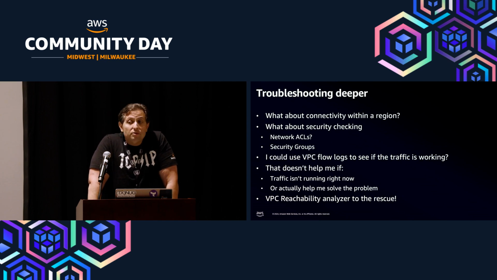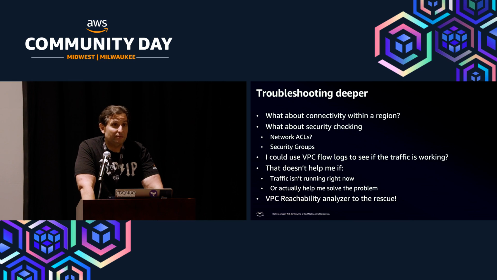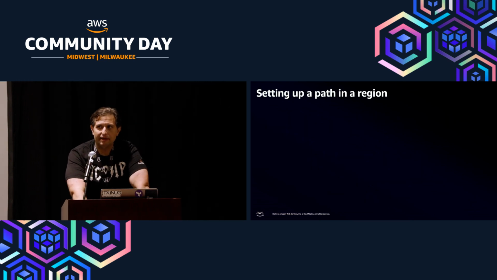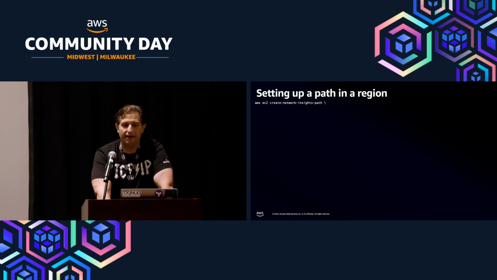Like I said, you could use VPC flow logs to do this and see where the traffic is dropping, but that is a massive amount of data, and it only helps me if the traffic is actually running in the environment. So this comes to my favorite tool, VPC Reachability Analyzer. In VPC Reachability Analyzer, what I'm going to do is set up a path within a region. It's called Create Network Insights Path.